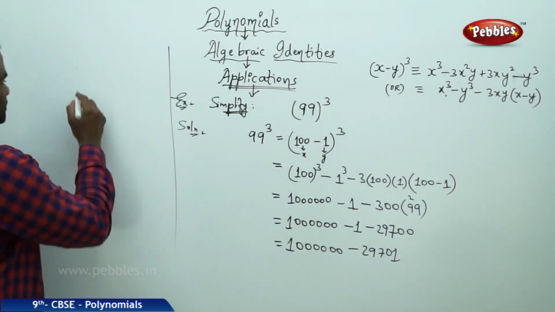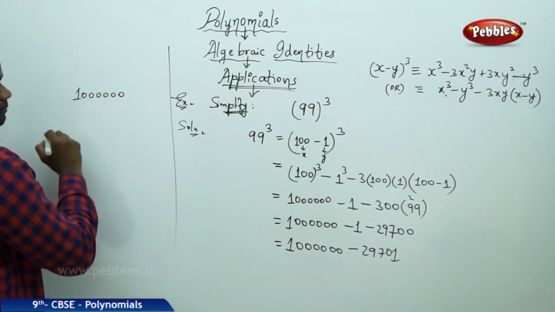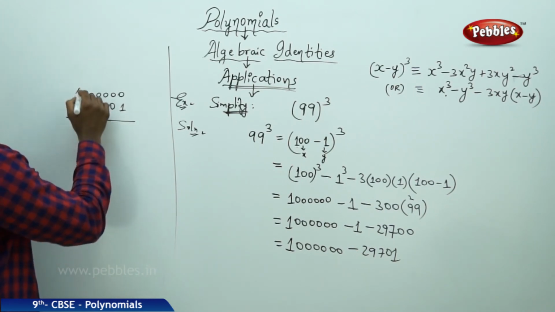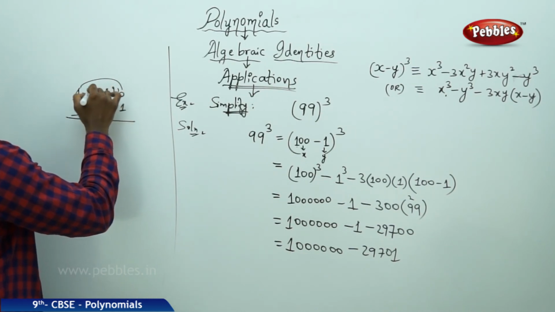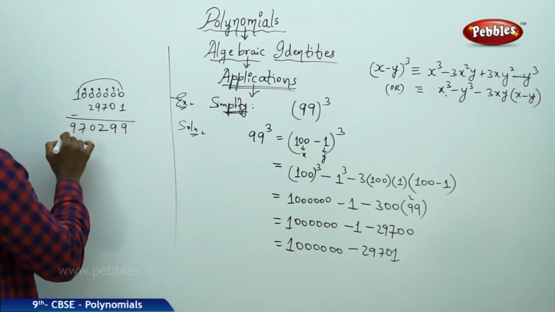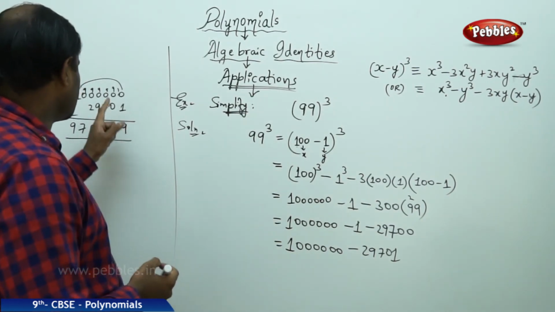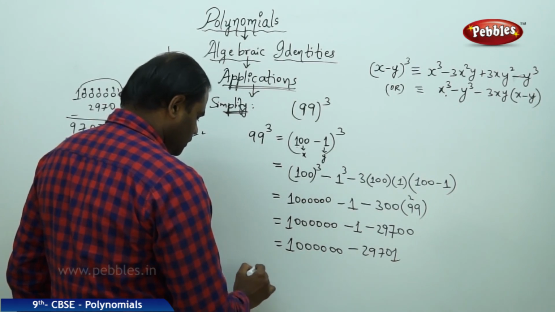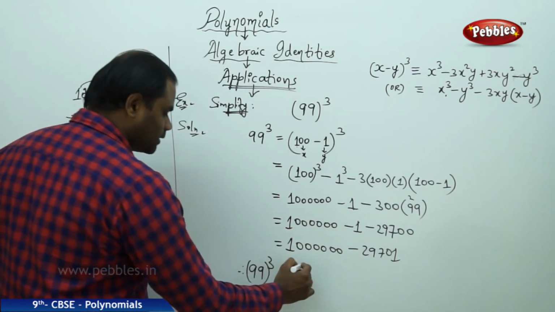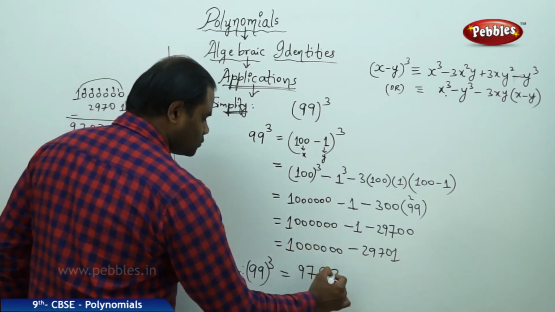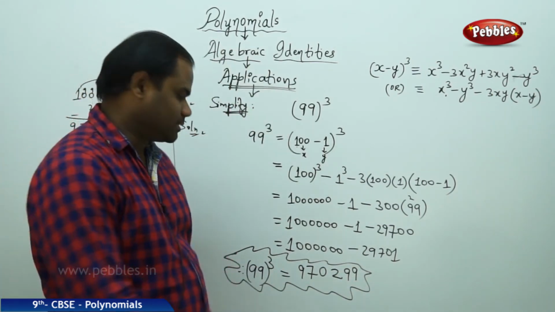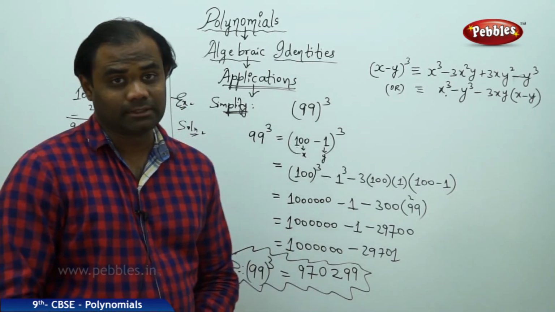Now we need to subtract these two numbers to get the value for 99 whole cube. As we know, the subtraction of 10 lakhs minus this number is what we get. Therefore, my answer for 99 cube, which is multiplication of 99 three times, is directly 970,299, is what we get as the value using the algebraic identity.